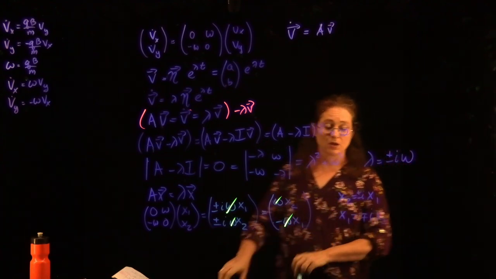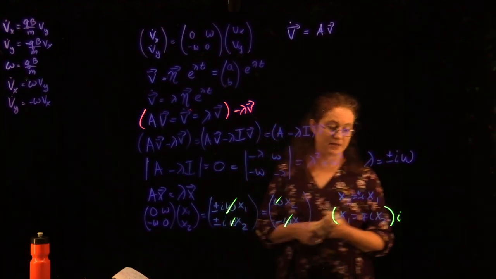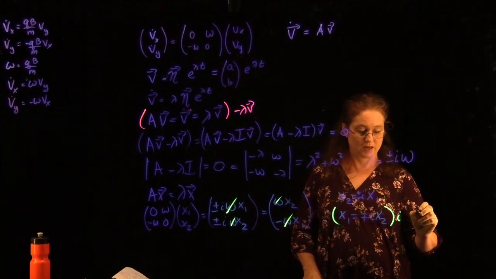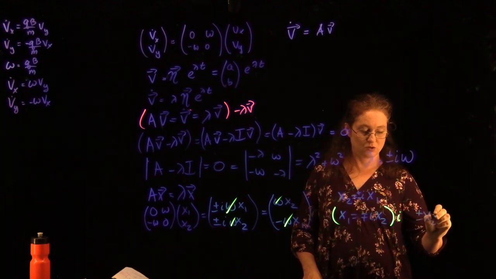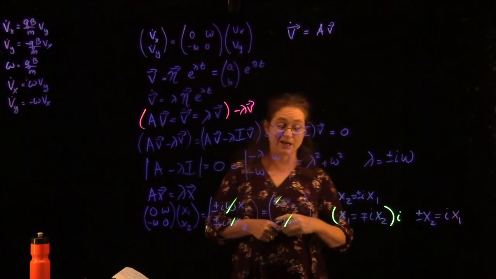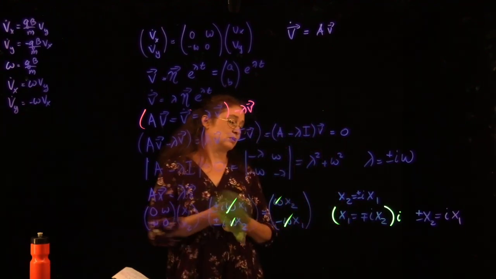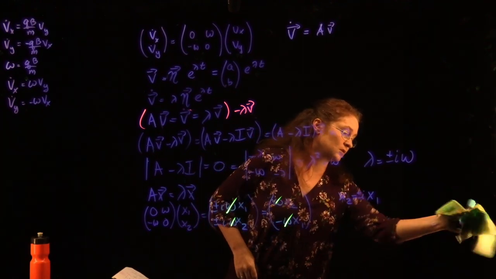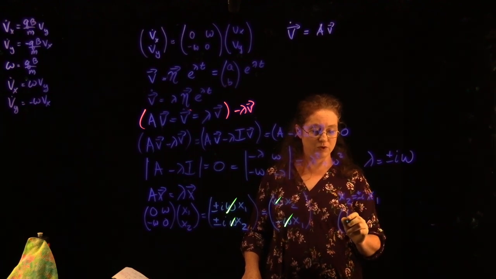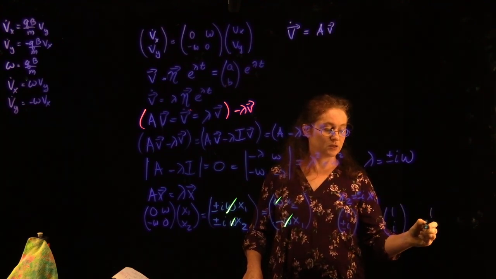Now, this is a little tricky. What I'm going to do is multiply by i on both sides, and we will see when I have i squared, it changes the sign of this, so I get plus or minus x2 equals i x1. And that's just the same equation as this. So I got two equations, but they're actually different versions of the same equation. Because these two equations are redundant, I only need one of them. I can choose x1 equals 1, and x2 then would equal plus or minus i. So this is really two solutions, 1, i, and 1, negative i.